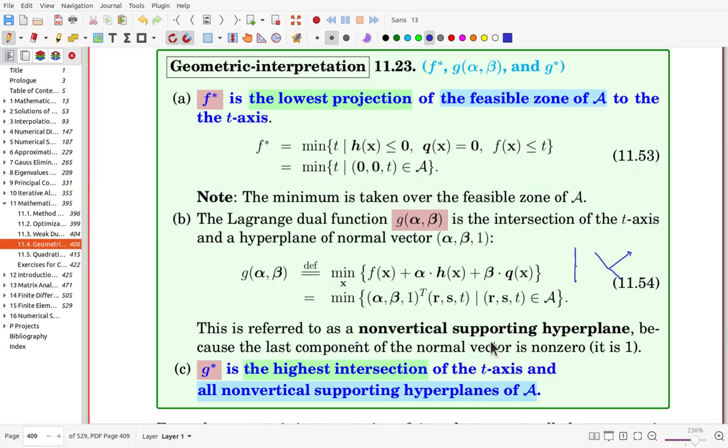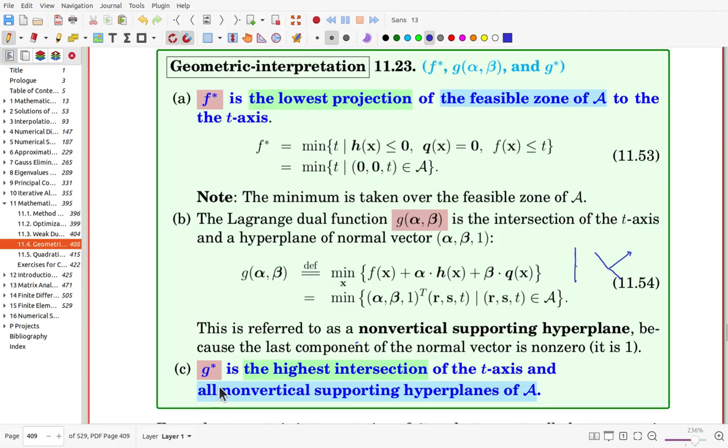Supporting hyperplane means it is below the epigraph. In fact, for the choice of this alpha and beta, it is touching the epigraph from below, but it never goes vertical. So we have such a name. We'll see figures later on.